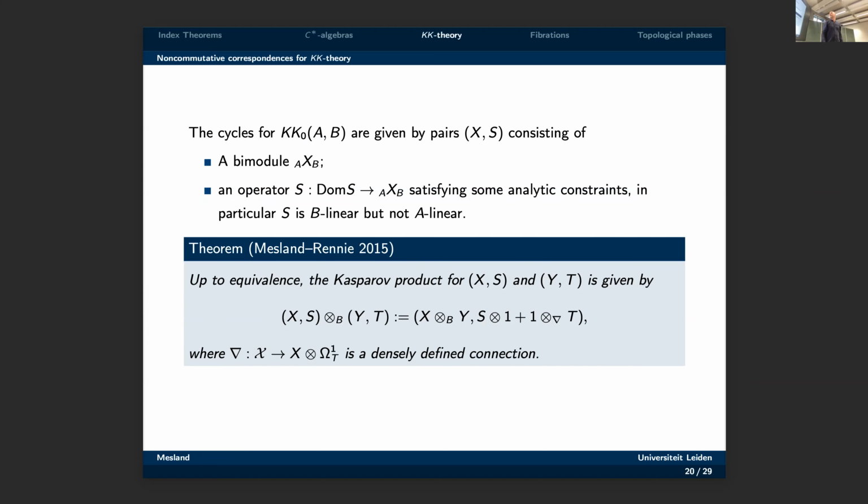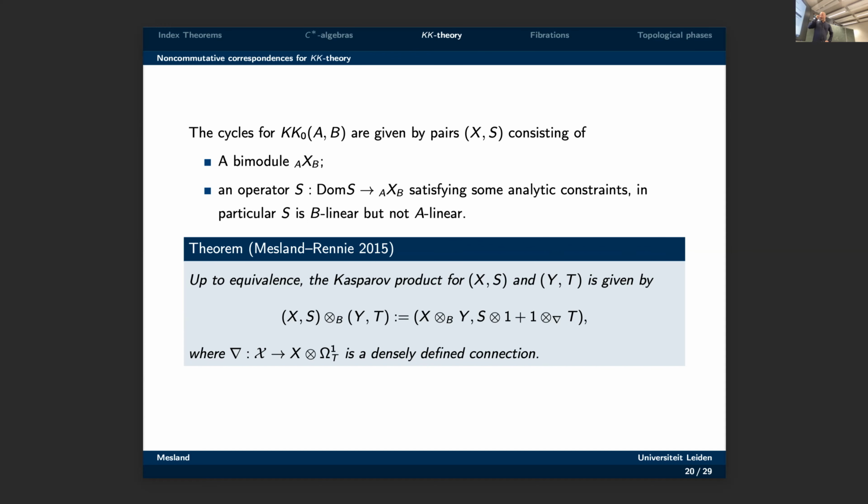So in operator theory world, the cycles for this KK group are given by pairs where now everything becomes algebraic again, and it will look really similar to what we had before. We have a bimodule and we have some operator. It's always the same. There's Hilbert spaces and operators. Now there are bimodules and operators. And okay, there are some constraints. I will not give them to you. But in this operator theoretic world, you can think of this Kasparov product as this kind of coupling that we also saw in index theory.